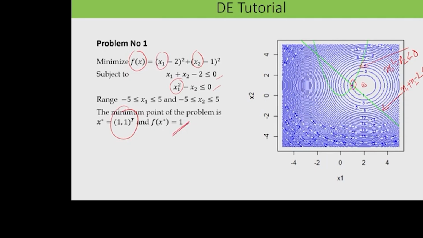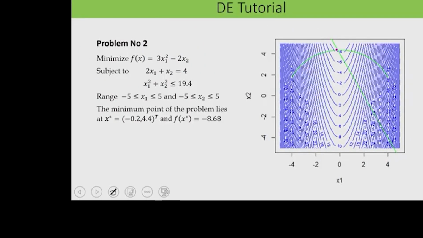So, we will apply differential evolution to solve this problem, and we should get this solution, that is x star equal to 1, 1, and the function value at the optimal solution equal to 1. This is the first problem we will solve using differential evolution.